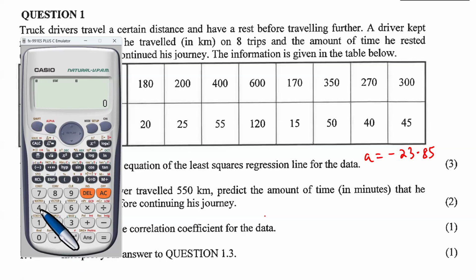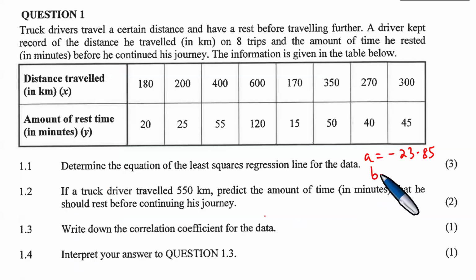Shift 1, regression 5. Then we want B, which is 2. Yeah, it appears that B is 0.23. Okay, yeah, I'm going to check these things.